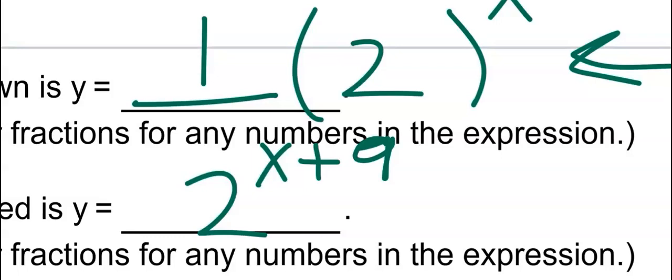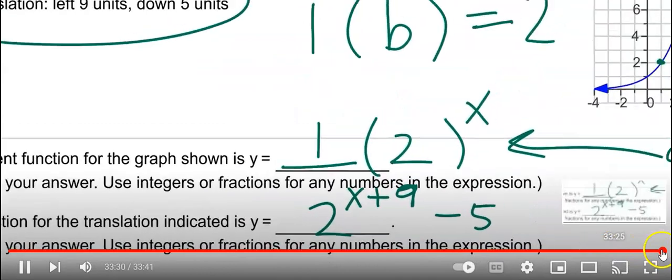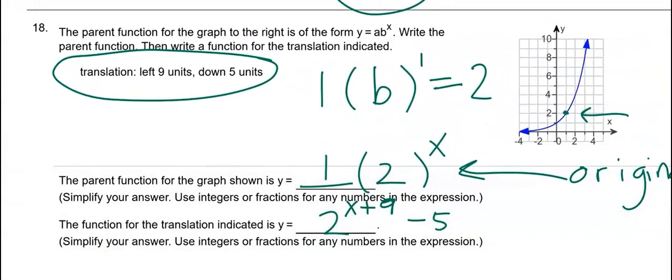2, right? That's the growth factor. If we want to go left 9, that would be x plus 9 in the exponent. There we go, x plus 9 in the exponent. But then because we want to go down 5, we put a minus 5 on the outside, like that. So that right there is the function that says exponential growth with a growth factor of 2, the a value is 1, and we're going left 9 and down 5.